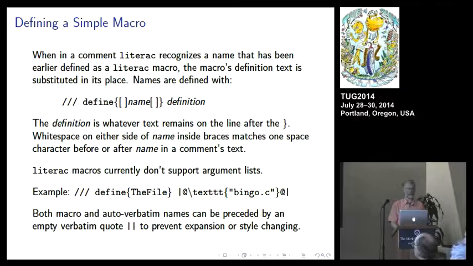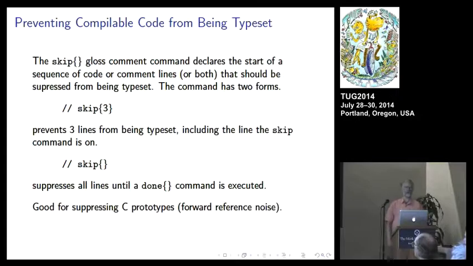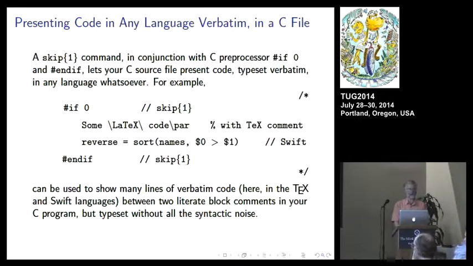Start skipping at this line and continue until the count is ended. It's great for suppressing, say, C prototypes, which are solely for the benefit of the computer or the compiler, and not for the benefit of the reader at all. So I get rid of prototypes or whatever. And there's some interesting hacks you can do, like you can use the skip command in a comment with a preprocessor in C, so you can actually have actual code from any language typeset verbatim in the eventual typeset document. And I use that a bit in my manual.